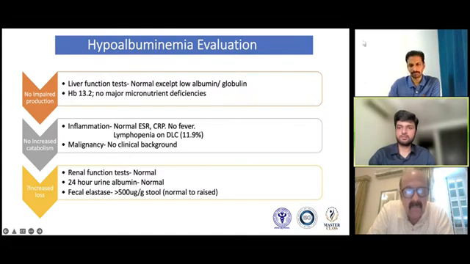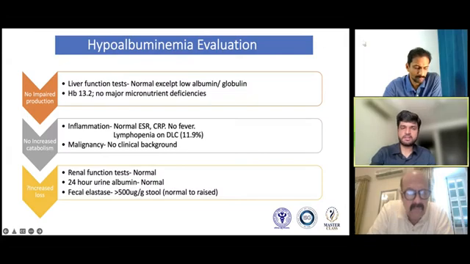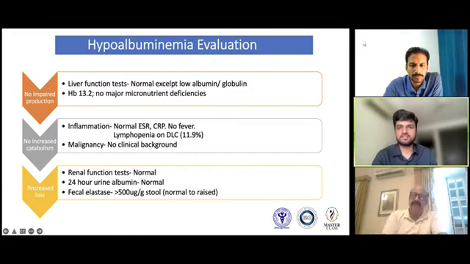And even though the picture was not suggestive of renal loss, we still did a renal function test. We performed 24-hour urine albumin, and all of them were normal. Fecal elastase was also normal, although this is a test that would probably not be very useful in this setting. So I will now call upon Dr. Deva to take this discussion further, on how imaging helped in this case.